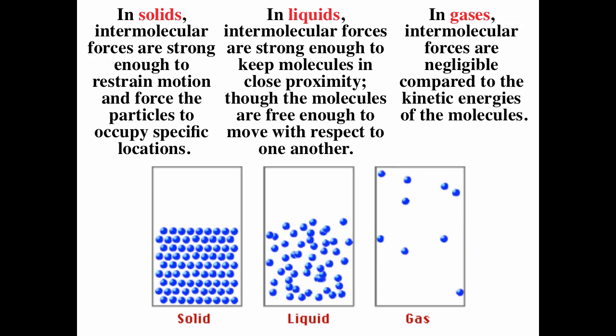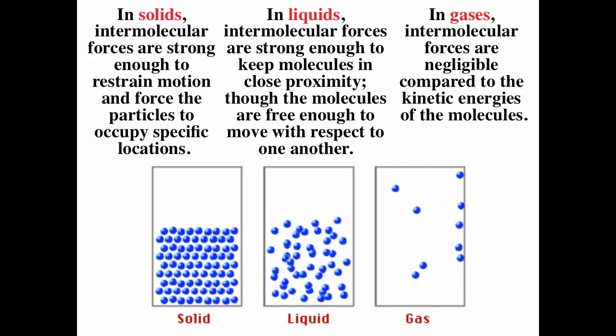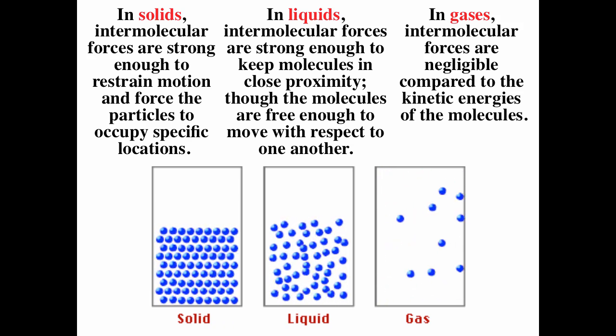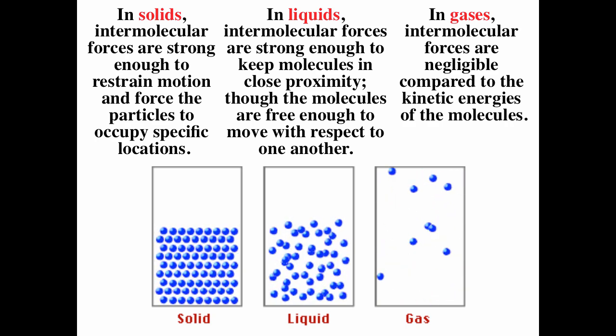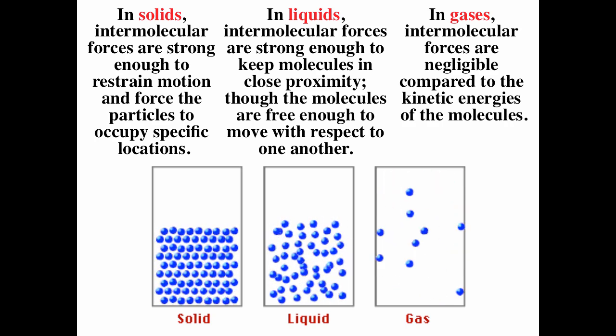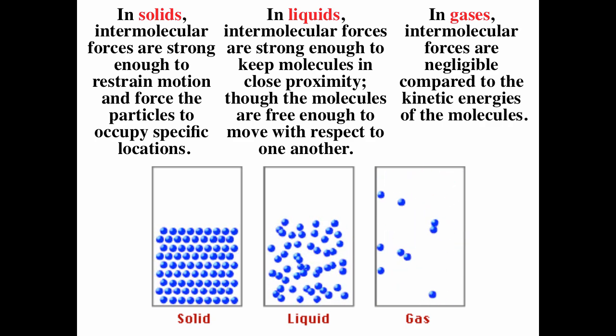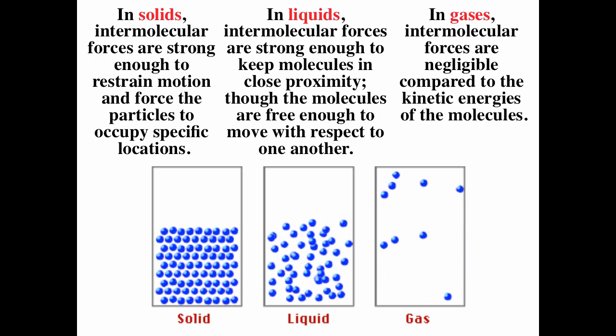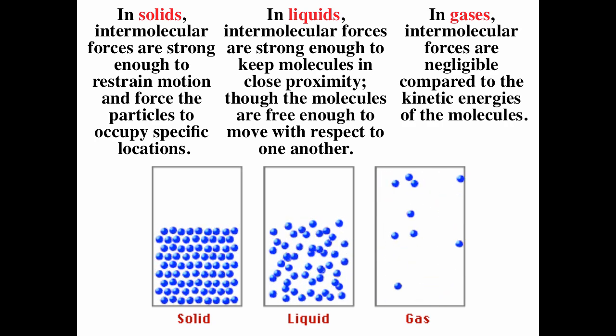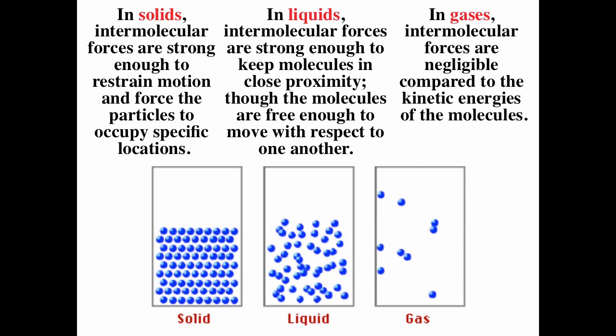And so in a solid, the intermolecular forces are strong enough that it restrains the motion of the particles. And so you'll see vibrations in solids, but you won't see a lot of translational motion of the particles. In liquids, intermolecular forces are strong enough to keep the molecules in close proximity, though the molecules are able to move relative to one another. And in gases, intermolecular forces are typically negligible.